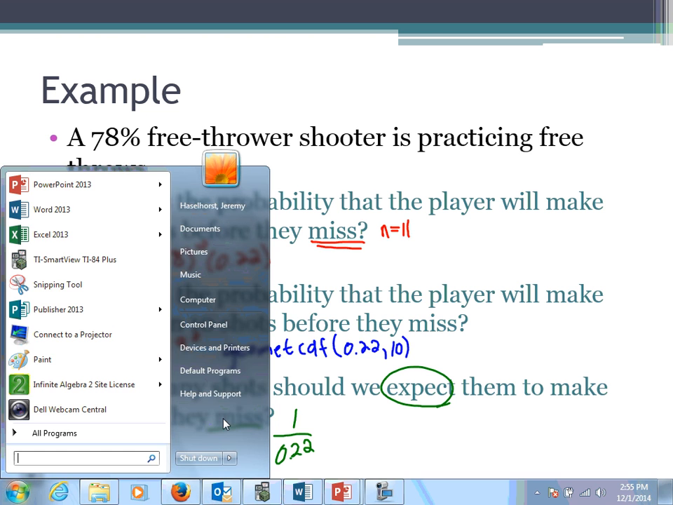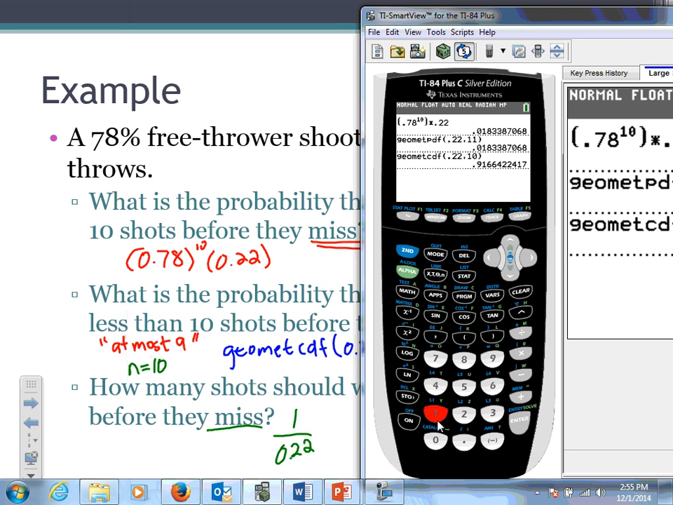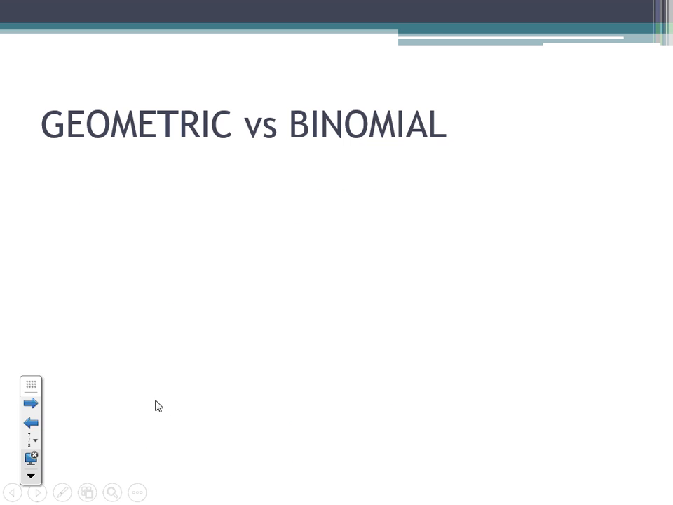So if we calculate that out here real quick, pull that calculator back up. So 1 divided by 0.22, that would be how many shots we would expect them to make before they have a miss. Okay? So we'd shoot about 4.5 shots. Okay? A little bit less than 5, which again would make sense, thinking the reciprocal of the probability like we mentioned earlier. Well, that is it for the geometric distribution.